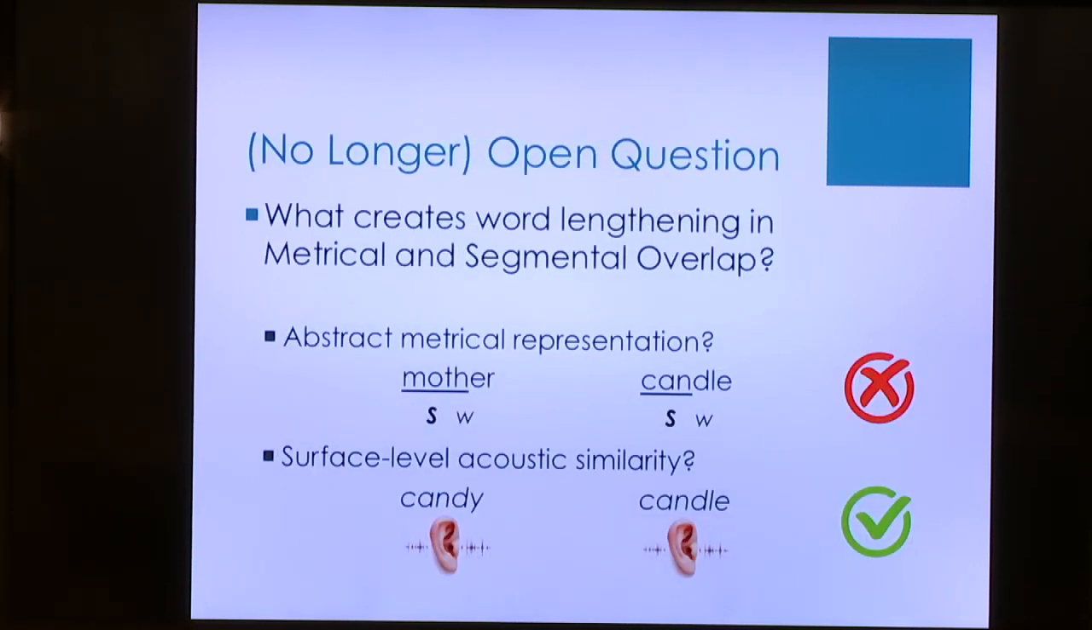So now we can go back to our previously open question and say that the metrical framework alone is not responsible for this word lengthening effect. So if we said mother candle, we would see no lengthening for candle because they don't sound anything alike, even though they do have the same stress pattern. But rather, we suspect the acoustic similarity between words like candy, candle, is what's creating this lengthening effect. And perhaps acoustic similarity starts with segmental similarity, and then it's heightened with metrical stress.